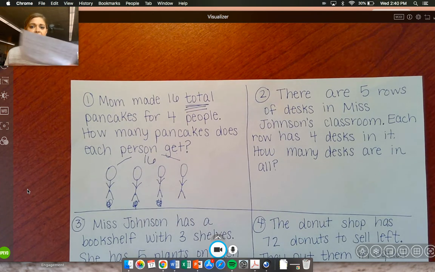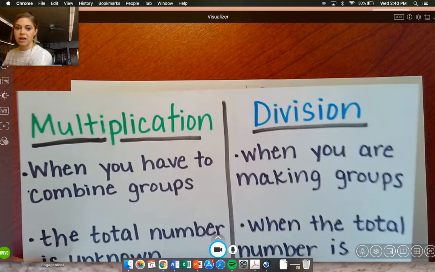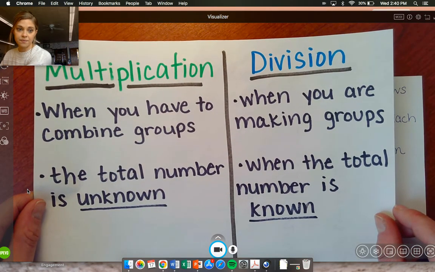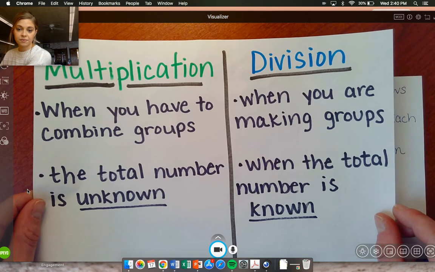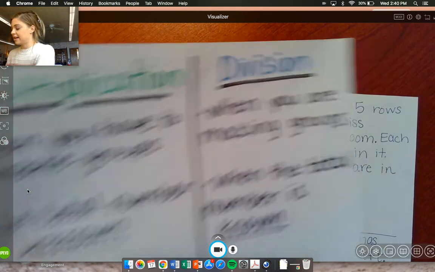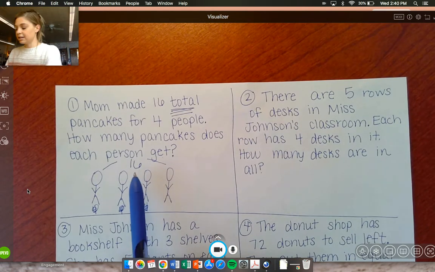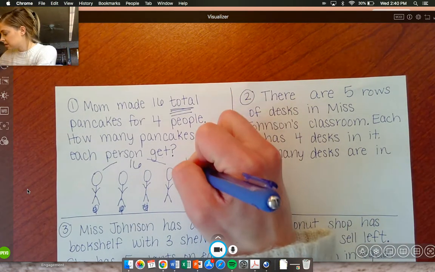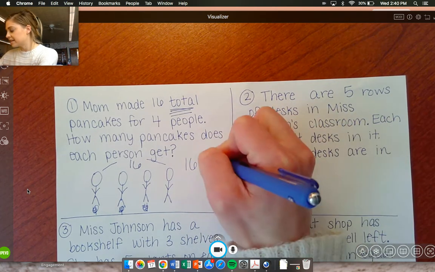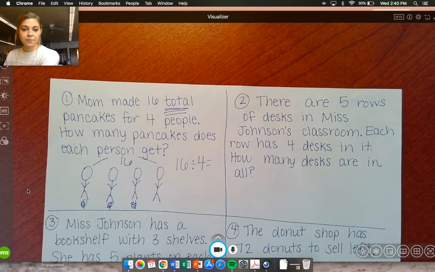Well, I know that if I know the total number, I have to do what? Do I have to multiply or divide if I know the total number? I have to divide. It says when the total number is known, I divide. So I would do 16 divided by 4 because I have 16 pancakes divided by 4 people.